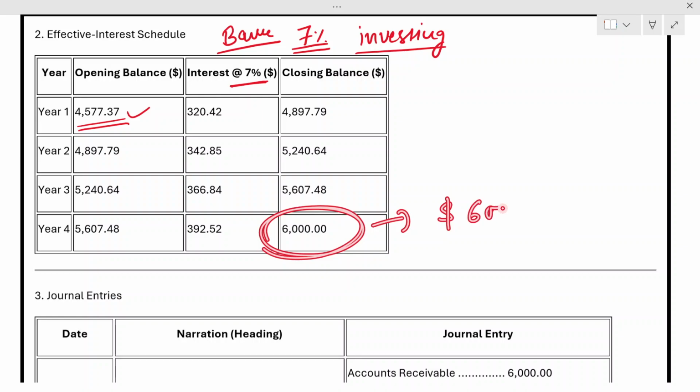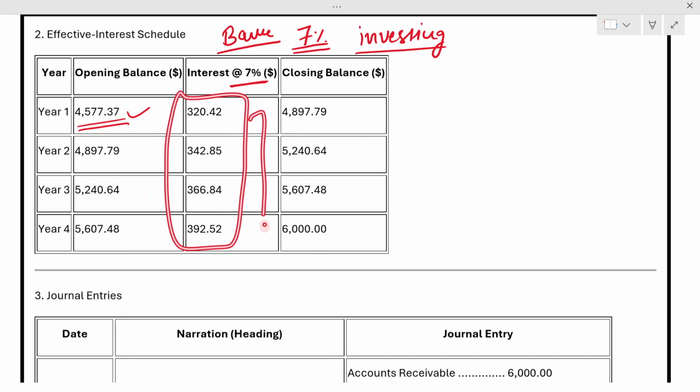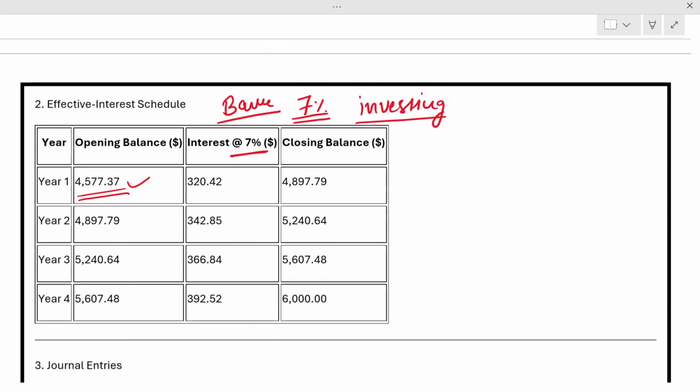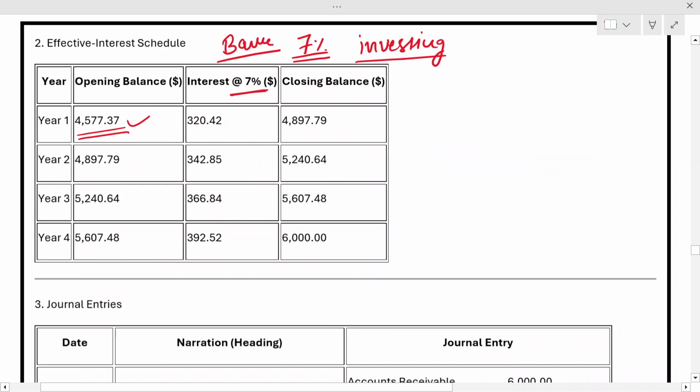$6,000 with it, right? So if someone asks you what is the value of this 6,000 which you invested inside your bank today at the start of the year, you will say it's 4,577. And if someone asks you what the differential number between both of them is, you will say the differential is only my interest component. If you add all those four interest components, that will add up to this 1,422. So effectively, the bank is giving you the interest, and this is compounding at an effective rate.